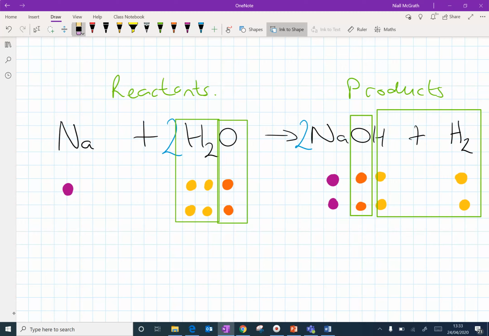So we're going to multiply our sodium on the left by 2. And now we have 2 sodiums. We'll do one last check as we look across to see if all of our elements are balanced. We have the same number of atoms of each. So we have 2 sodiums on the left, we have 2 sodiums on the right. We have 4 hydrogens on the left, we have 4 hydrogens on the right, and we have 2 oxygens on the left, and we have 2 oxygens on our right. So now our chemical equation is balanced.